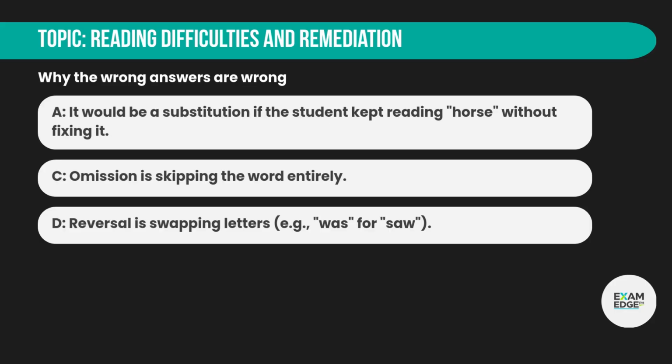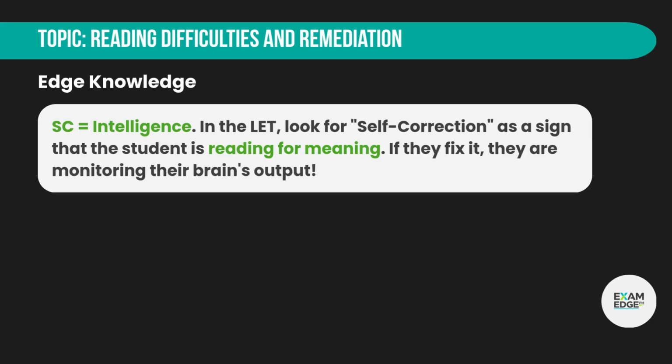Why the wrong answers are wrong? A. It would be a substitution if the student kept reading horse without fixing it. C. Omission is skipping the word entirely. D. Reversal is swapping letters, e.g., was for saw. Edge knowledge. SC equals intelligence. In the LET, look for self-correction as a sign that the student is reading for meaning. If they fix it, they are monitoring their brain's output.